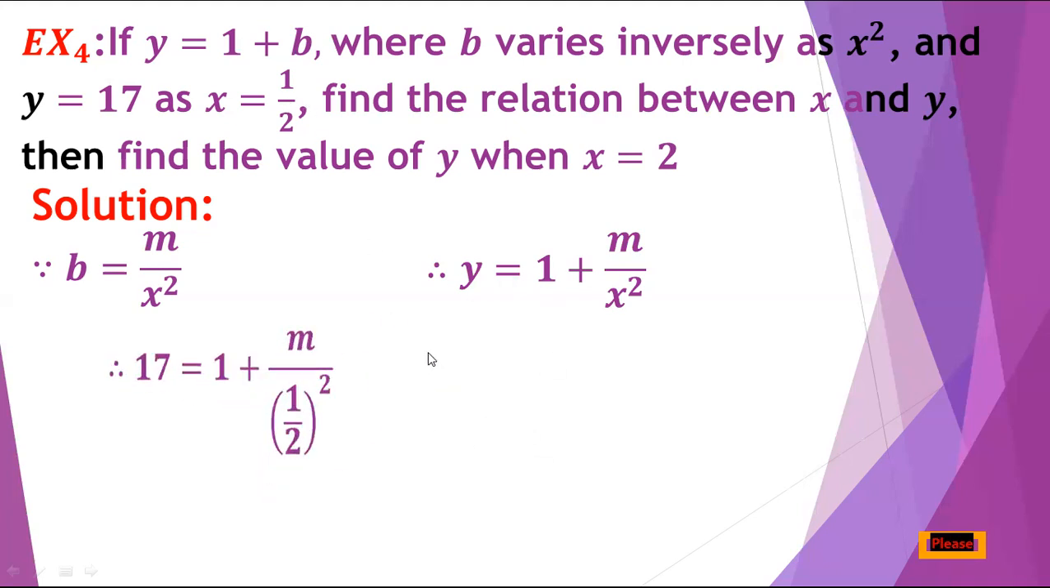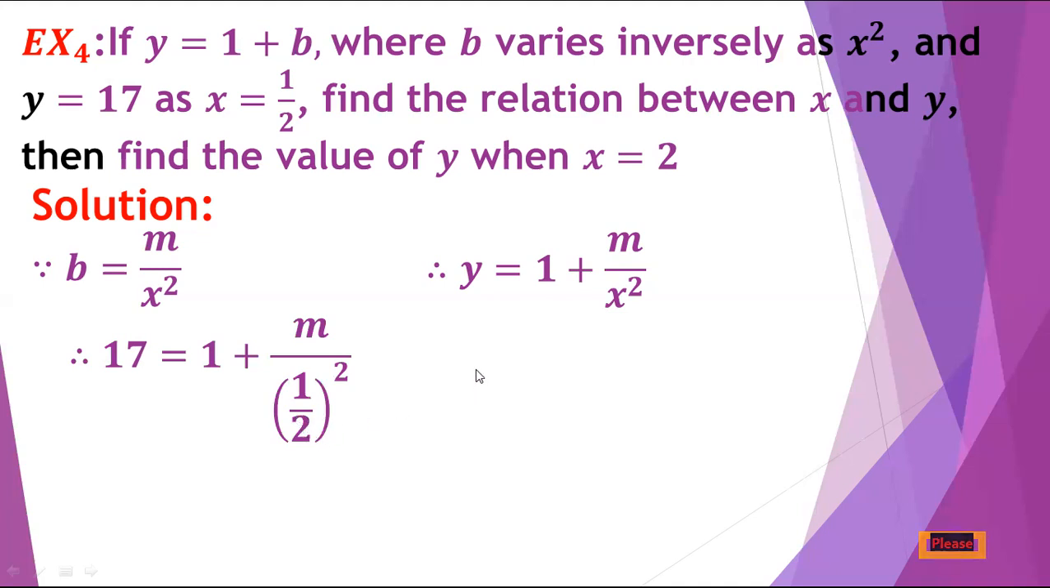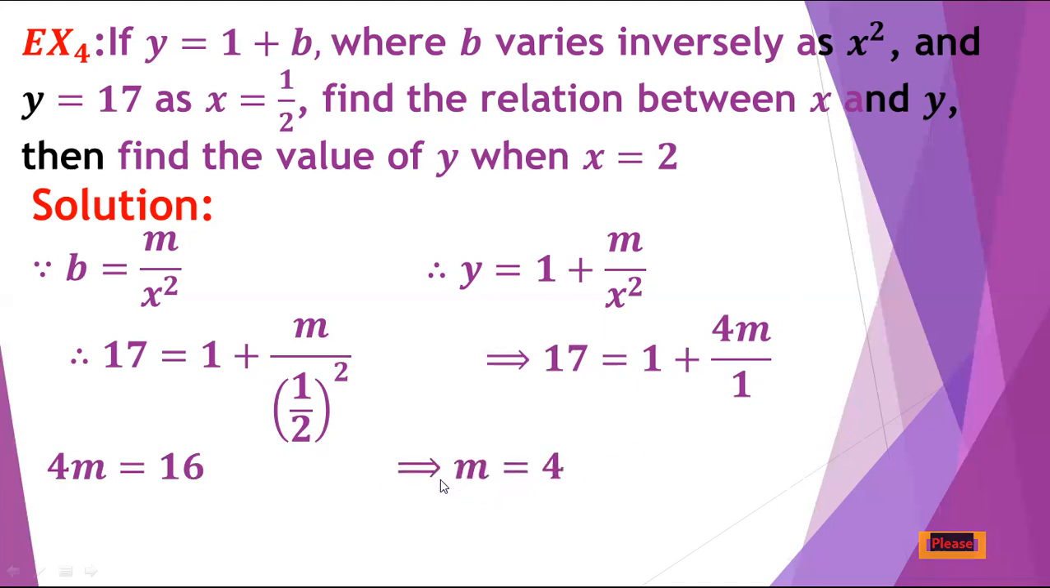Write y equals 17 equals 1 plus m over (1 over 2) all power 2. (1 over 2) all power 2 equals 1 over 4. Write the 4 up: the denominator of the denominator, write it in the numerator. Then 17 equals 1 plus 4m divided by 1. Then 17 equals 1 plus 4m. Transfer 1 to the other side. Then 4m equals 16, divided by 4. Then m equals 4. Write m equals 4.